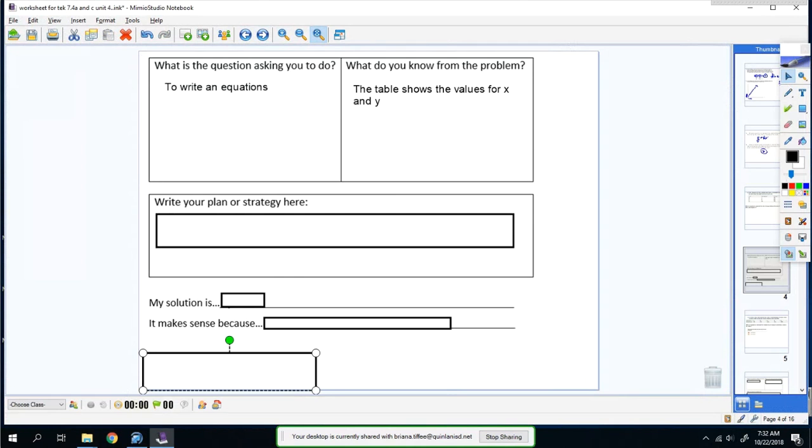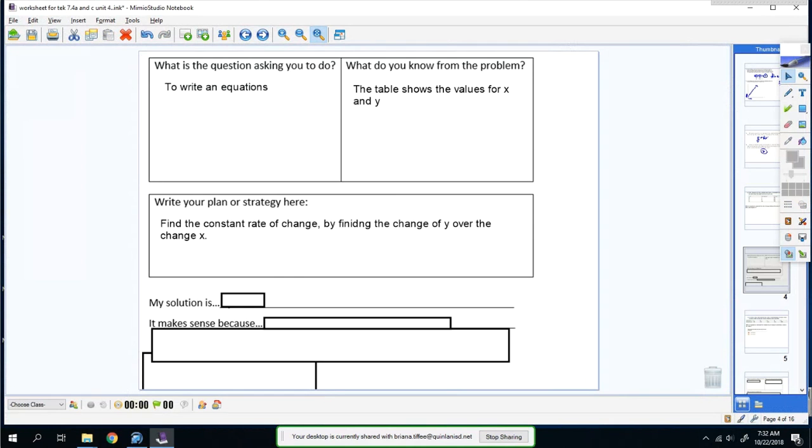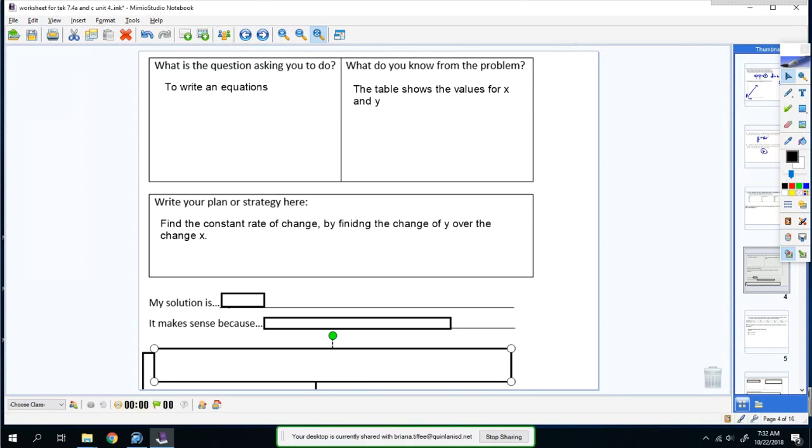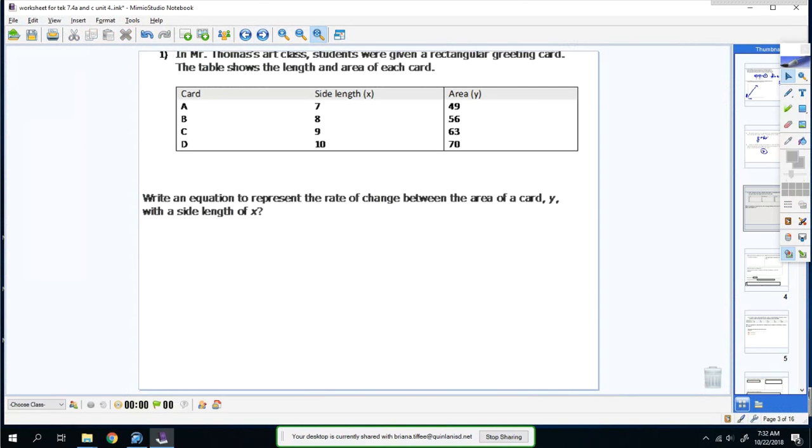Okay, so my plan of strategy is to find the constant rate of change by finding the change of Y over the change of X. In your next box, it says to show your work. So that's what we're going to do. We're going to find the change. So the change between here is, I believe, 7. And then the change here is 1. So remember, Y goes over X. So the change of Y is 7 and the change of X is 1, which equals 7.